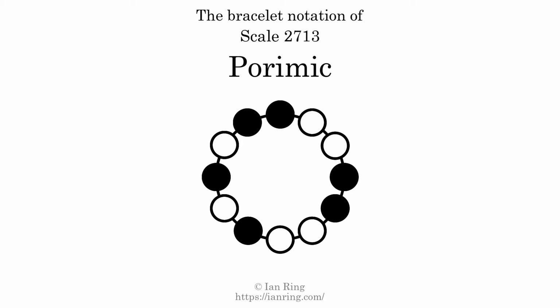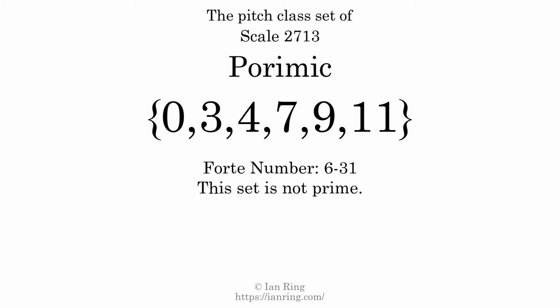This is a bracelet notation diagram of scale 2713. The shaded circles represent tones that appear in the scale, and they are read clockwise, starting at the top. The pitch class set for this scale is 0, 3, 4, 7, 9, 11. The fault class is 631. This set is not prime.